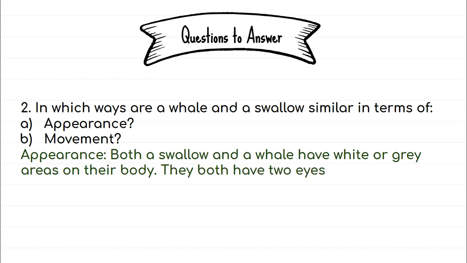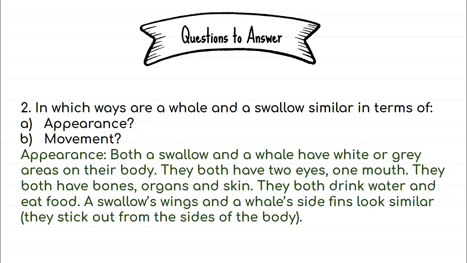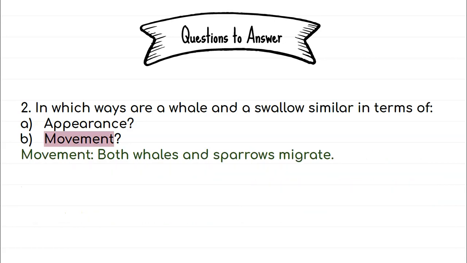You could have pointed out the obvious, that they have 2 eyes and 1 mouth, that they both have bones or organs and skin, they both have a heart, a brain. You could have mentioned they both drink water and eat food. Yes, a whale does drink water. You could have said a swallow's wings and a whale's fins look similar. They stick up from the sides of the body.